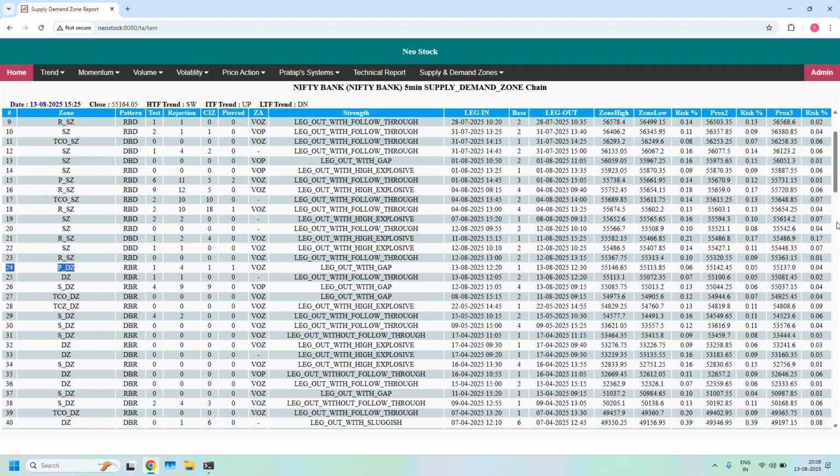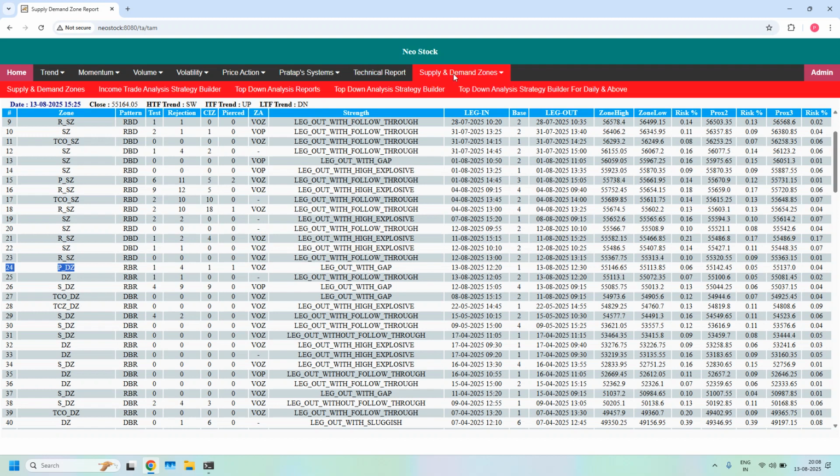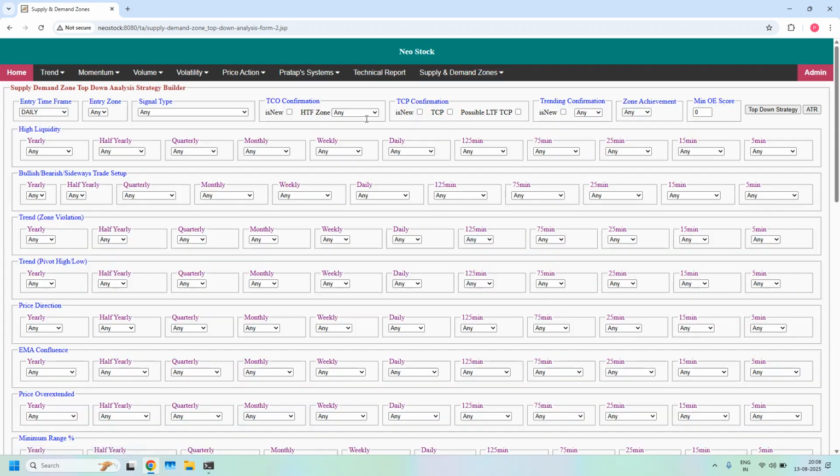Next, I will generate bullish and bearish trade setups for monthly, weekly, daily income trades. Starting with the monthly income trade, bullish trade setup, entry time frame. Sorry, not bullish. First, I am going to generate sideways long trade setup. Entry time frame daily for monthly income trade. Entry zone, demand zone for sideways long, and bullish or bearish or sideways. At daily, I am selecting sideways long.